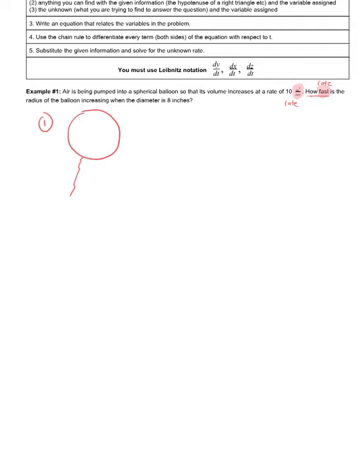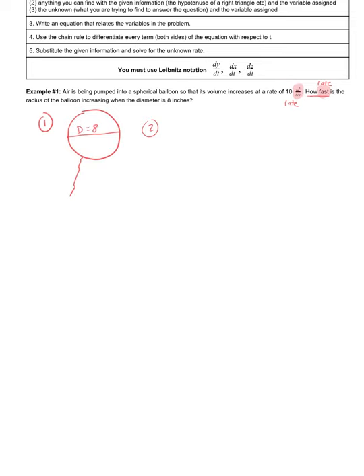How fast is the radius of the balloon increasing when the diameter is 8 inches? The diameter goes from one end to the other. So my diameter is equal to 8. So that is our first step: draw a diagram. The second step, we're going to organize all of our information.